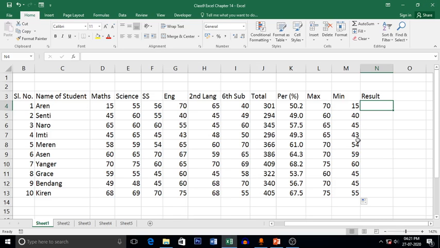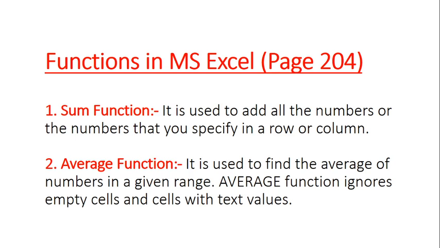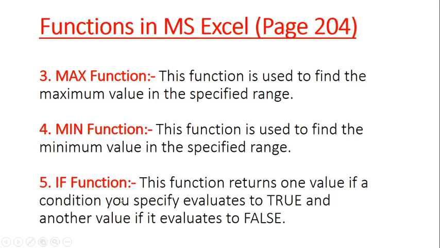Now, the IF function. What have we learned in the IF function? This function returns one value if a condition you specify evaluates to true, and another value if it evaluates to false. That is, it is used to check conditions, one or the other. If the condition is true, that is fine. If the condition is false, that is no. Yes or no, to check the conditions.